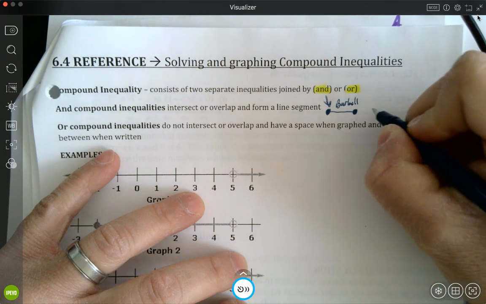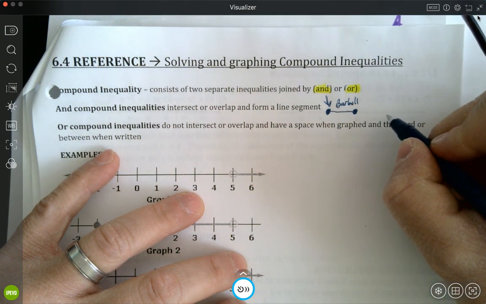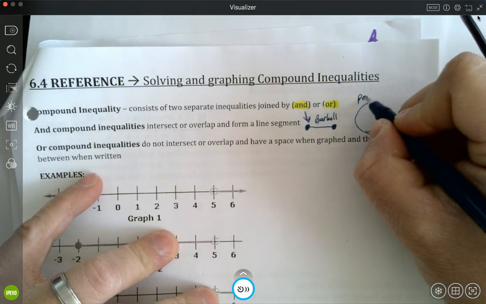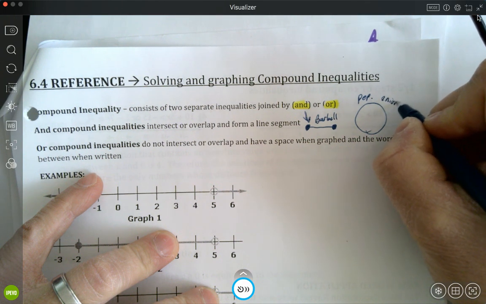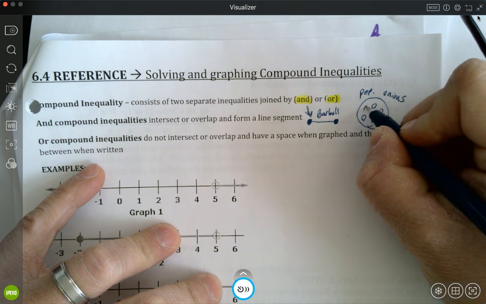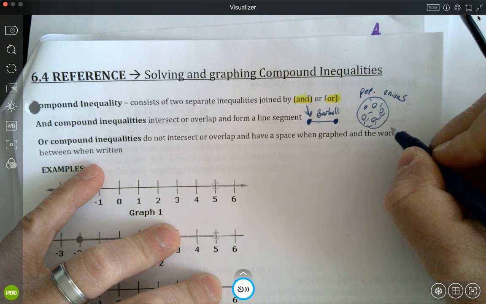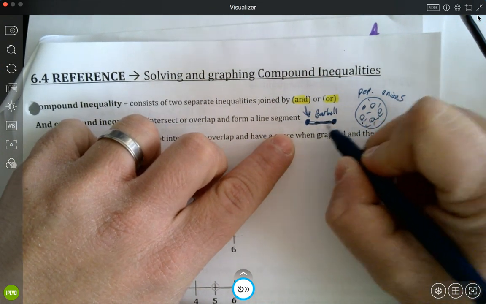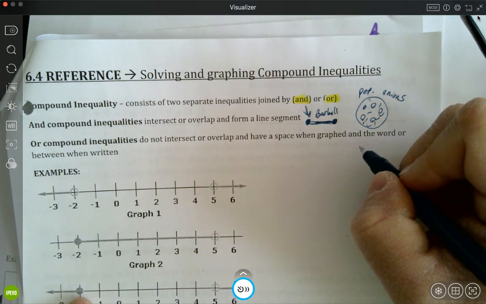An or, on the other hand, so an and, if you think about it, like if you're doing a pizza, right? If you wanted pepperonis and onions on the pizza, you'd have both on there. They overlap. It's pepperonis and onions. They should both be on there. Everything should be part of the solution. So hopefully that analogy helps a little bit.